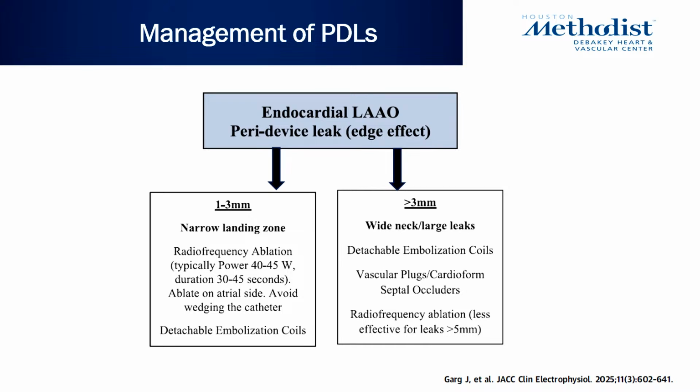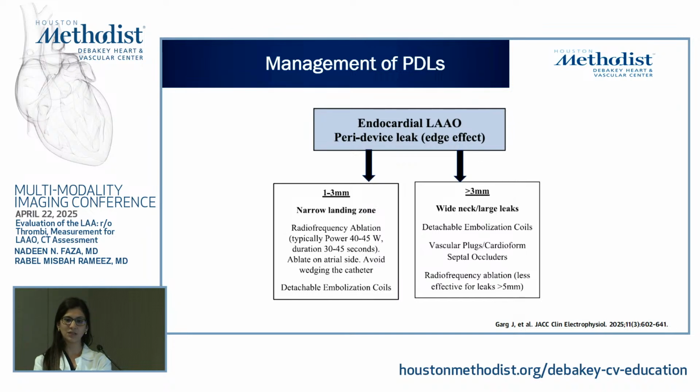And finally, if you do encounter a significant peri-device leak, which we've discussed earlier, then these are the possible management strategies for these PDLs. So if you're dealing with a narrow one, 1 to 3 millimeters, that has a narrow landing zone, then radiofrequency ablation is an option, or using detachable embolization coils. And if you're dealing with a larger one with a wide neck, more than 3 millimeters, then you could use embolization coils, vascular plugs, or Cardioform septal occluders, or radiofrequency ablation. So if you're dealing with these significant PDLs, then there are treatment options based on the size and the availability and the expertise in the center.